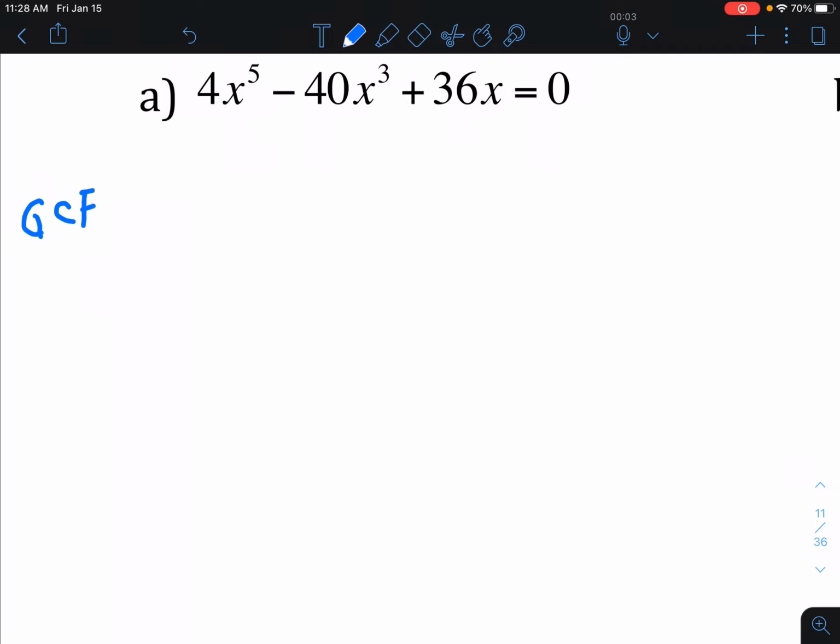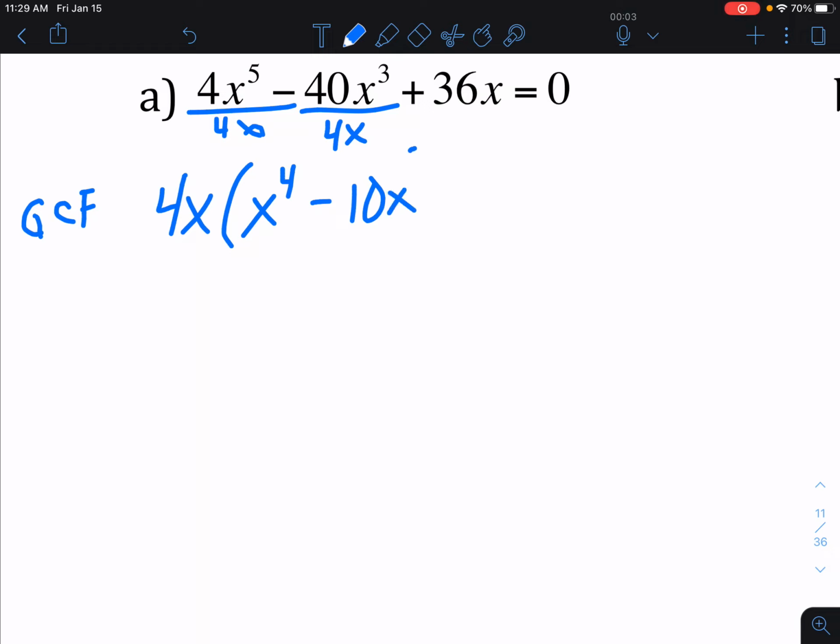Yes, I do, for x. So then I divide everything by 4x to have 1x to the 4th minus 10x to the 2nd plus 9. Okay, so after that, you look in the parentheses. It is a trinomial, what we have referred to before as a trinomial to a higher degree.